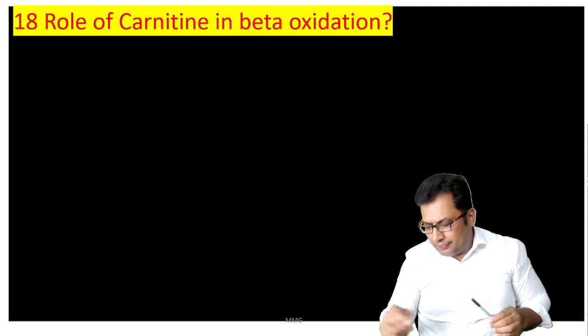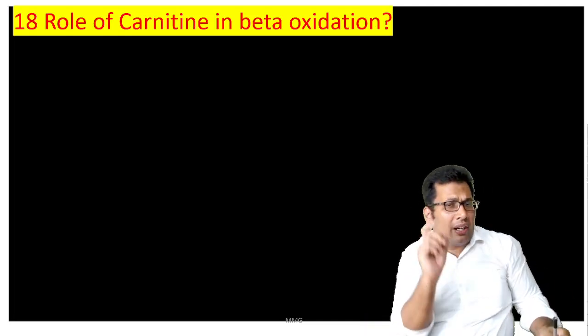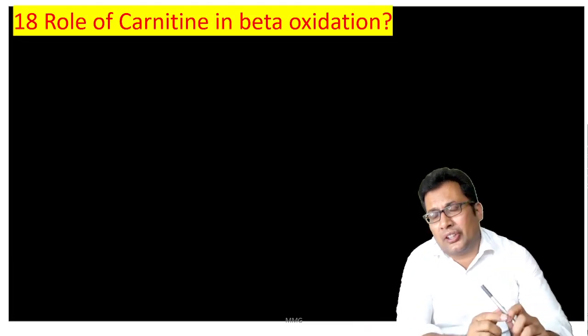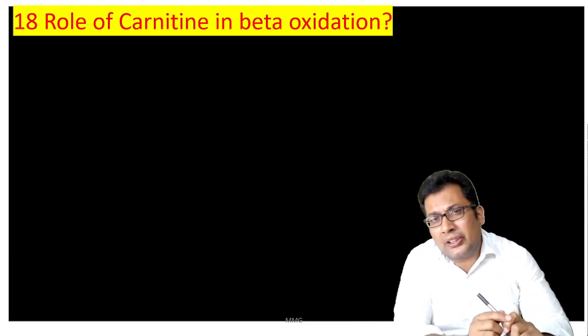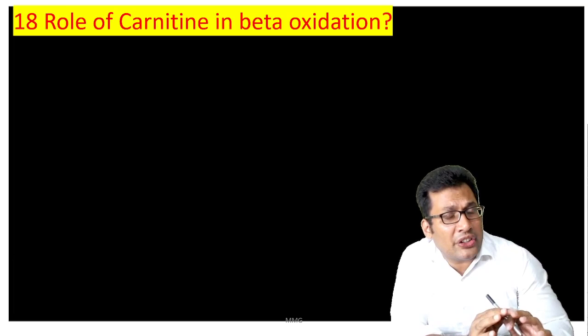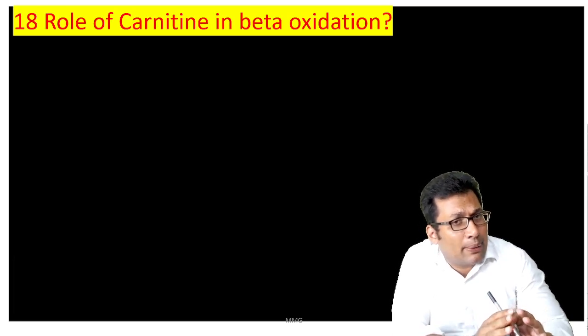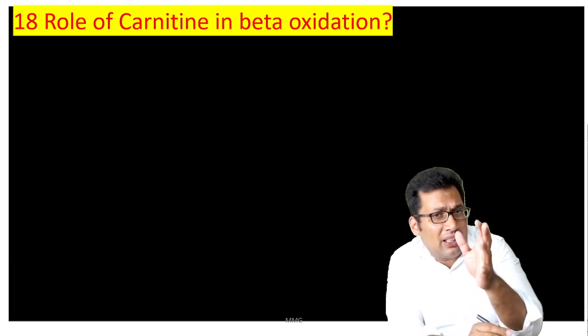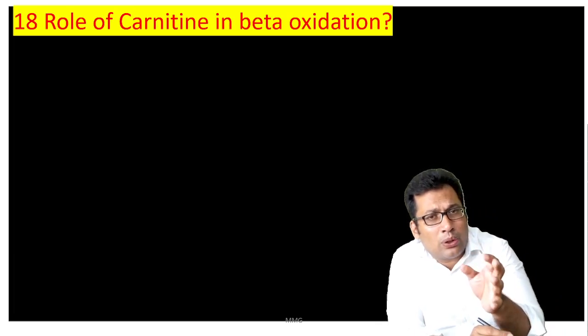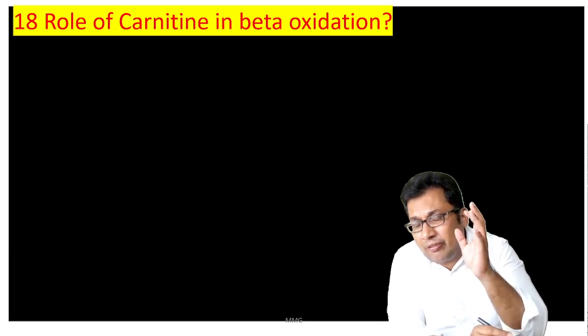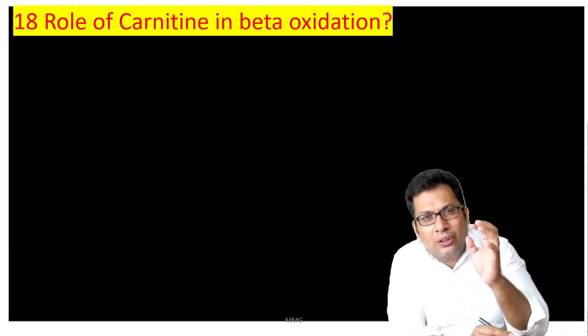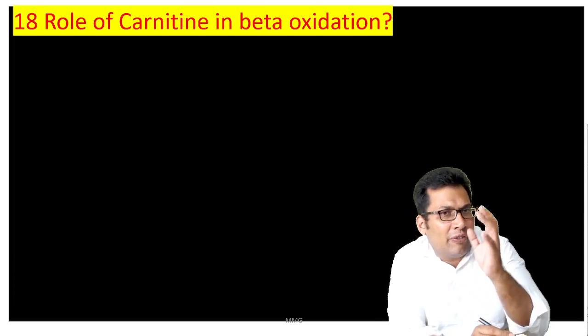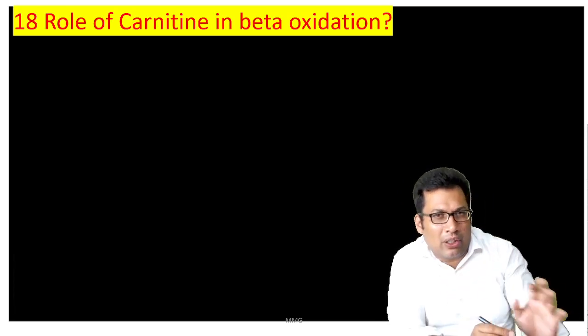Question number 18. Role of carnitine in beta oxidation. So what is the function of carnitine? Something known as the carnitine shuttle in biochemistry. Carnitine helps in the transport of fatty acids, the long chain fatty acids, from the cytosol into the mitochondria.